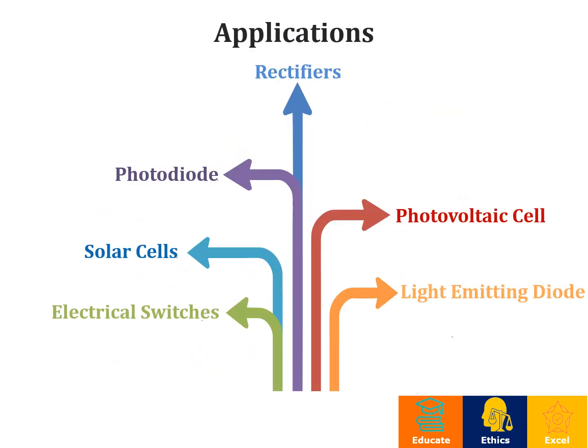So where does my PN junction diode find its application? We have many applications. The first application is a rectifier. It can be used to convert an AC into a DC. This PN junction diode is also used in photodiodes, solar cells, electrical switches, photovoltaic cells, and light emitting diodes. Hope this video helps you to understand the basic conditions and basic operation of a PN junction diode and how it is applied and how the current flow happens.